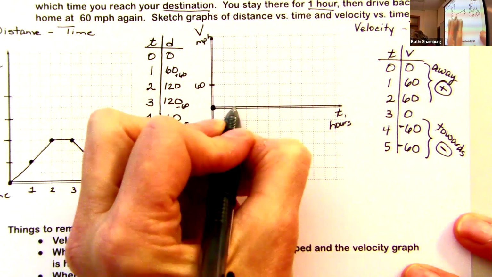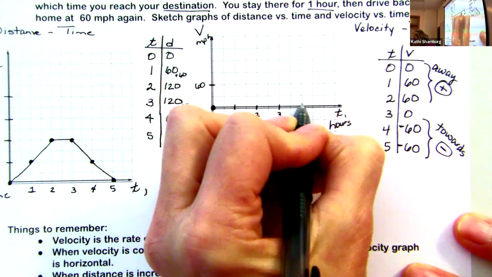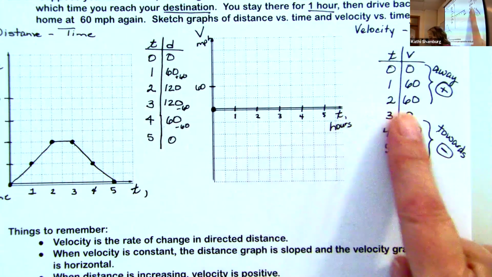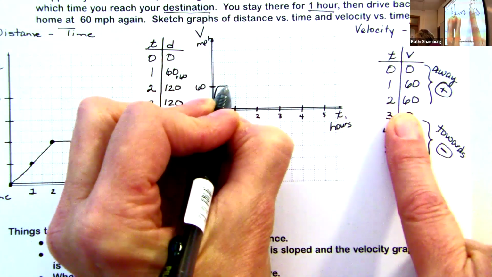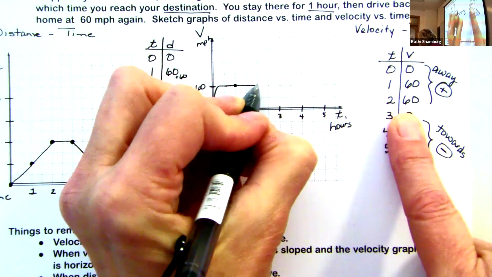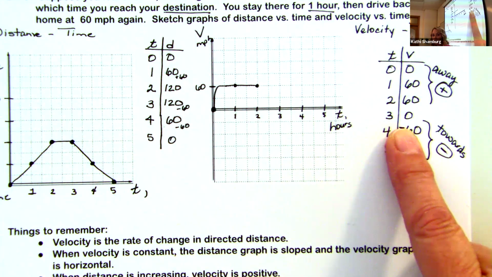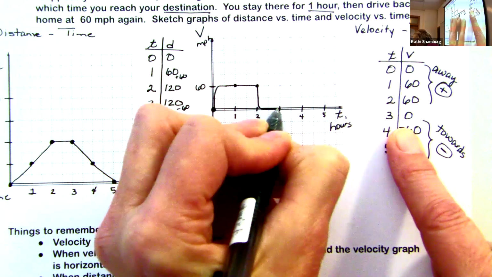Okay, so what will that look like on a velocity graph then? Here's 1, 2, 3, 4, and 5. Okay, so I start at home, I go away, and I'm doing this for 2 hours. Because here's 160, here's 260. So then when I am at 0 miles per hour, where do I go on the graph? On the axis.